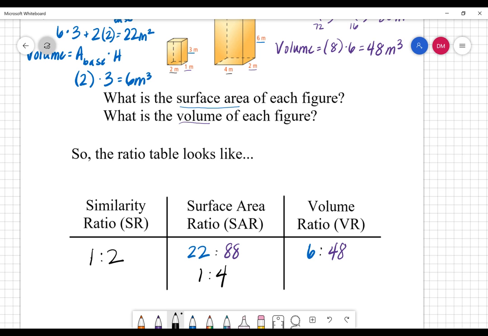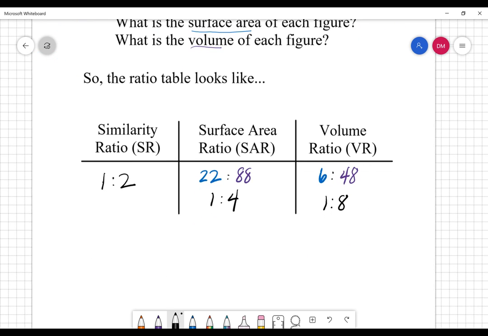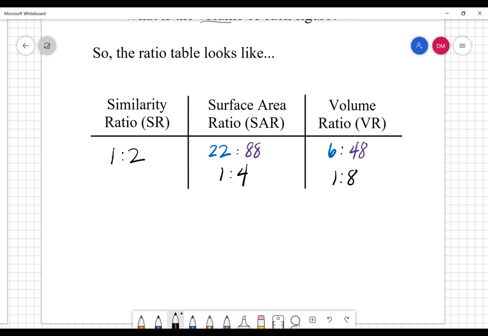Well, 6 goes into 48 8 times, so it looks like we have 1 to 8. Cool. Here's our ratio table. Now, this is where our previous knowledge comes in, because if this is A, this is B, it looks again like my surface area is going to be that A squared to B squared, like we studied in chapter 10. This is, after all, just an area.